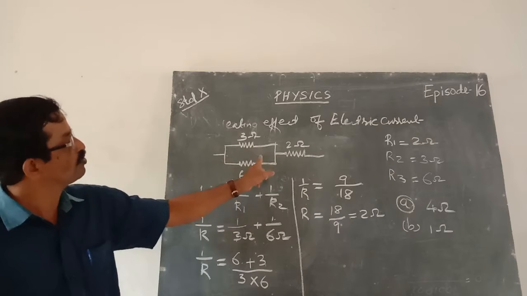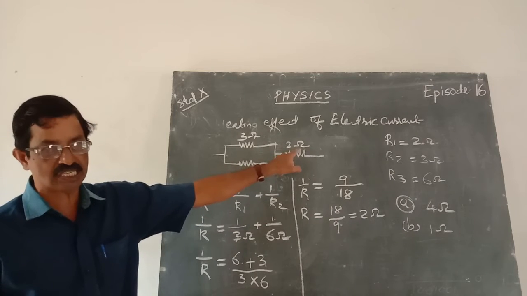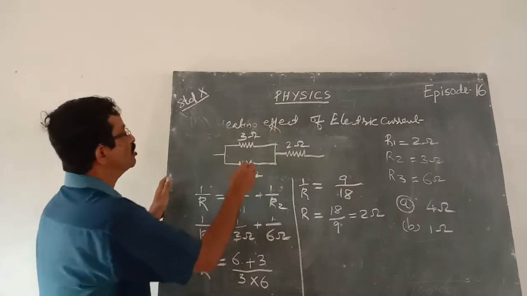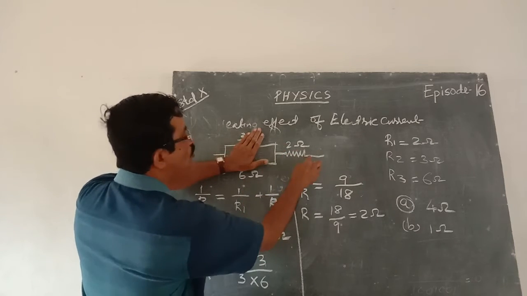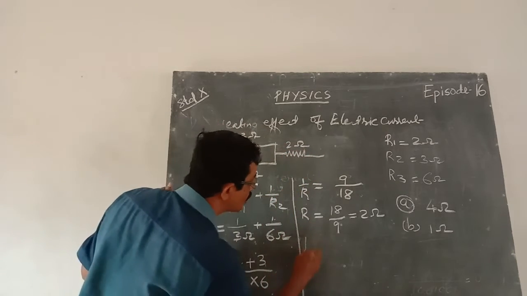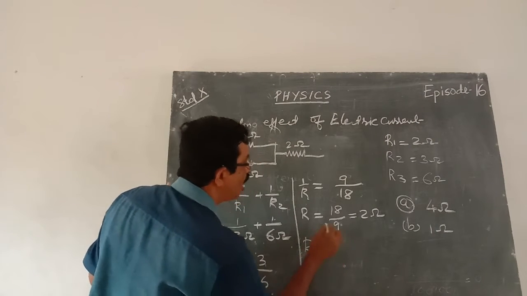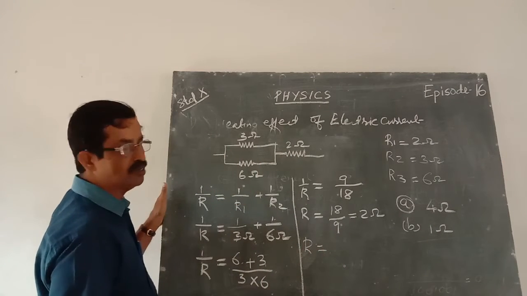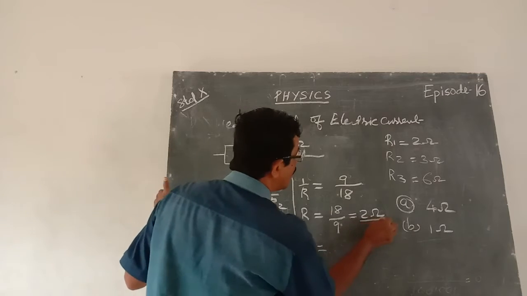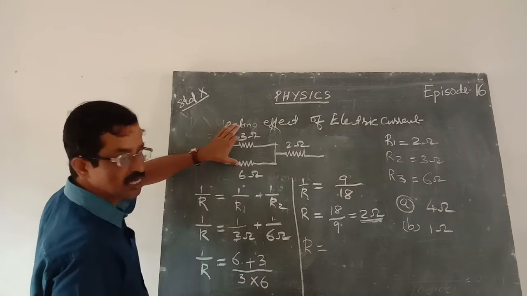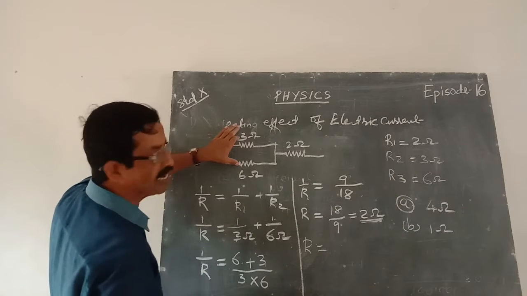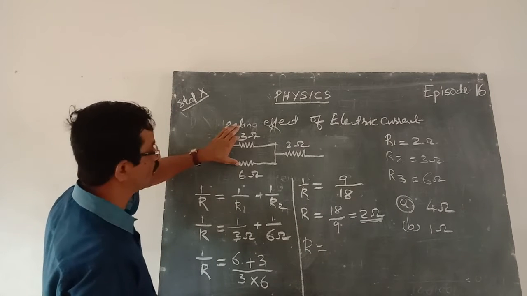Added to this 2 ohm, we connected another 2 ohm resistance. So now these two are in series with this one. So the effective resistance R is equal to R1 plus R2. We can take this one as R1, that means the effective resistance of these two. We know R is equal to R1 plus R2.